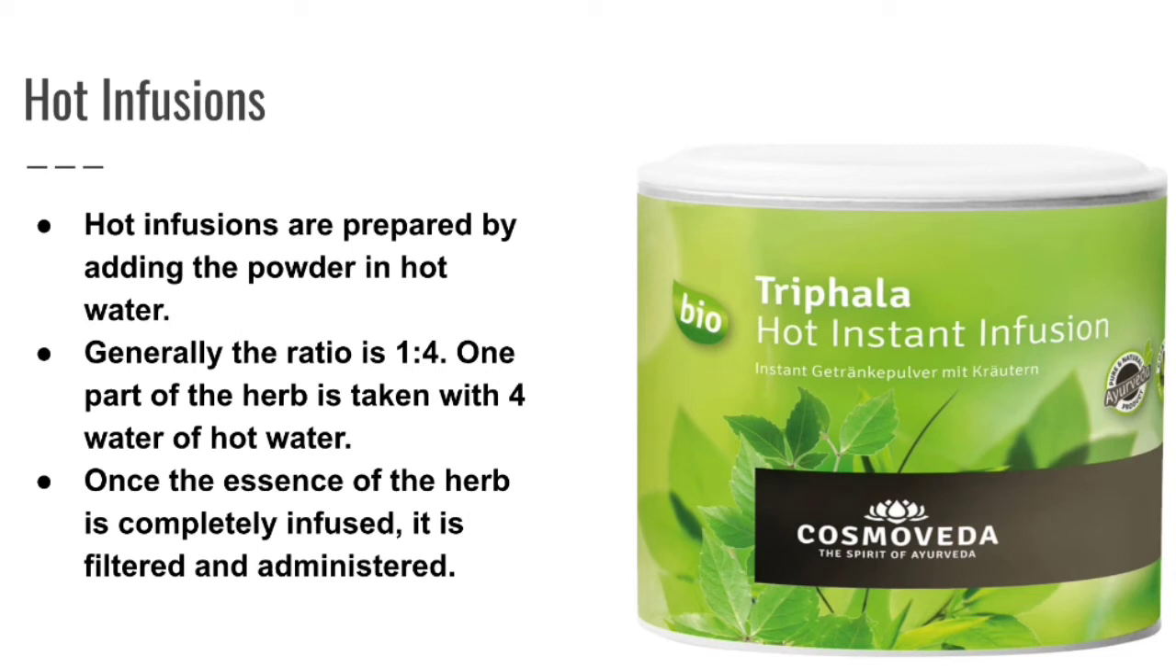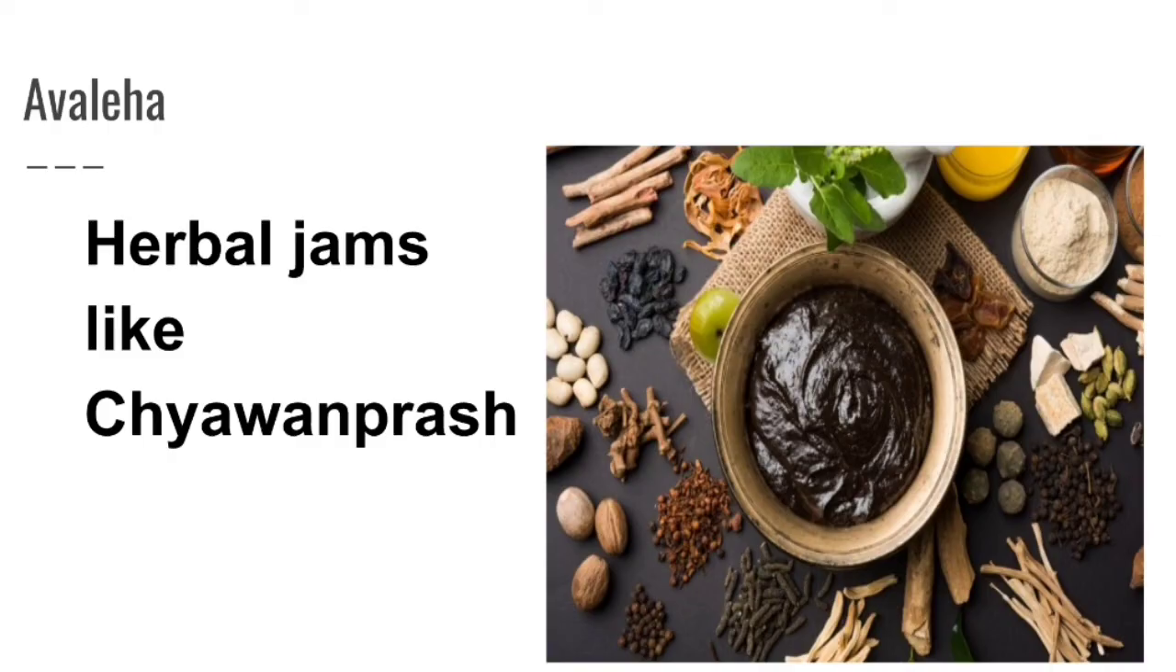So if you see hot infusion, nowadays it comes like hot tea bags and all. Our hot infusion is just like how we prepare our green tea. It is added with hot water. The general ratio is 1:4: 1 part of the herb and 4 parts of hot water. Once the essence of the herb is completely absorbed in the water, then we filter it and we administer it.